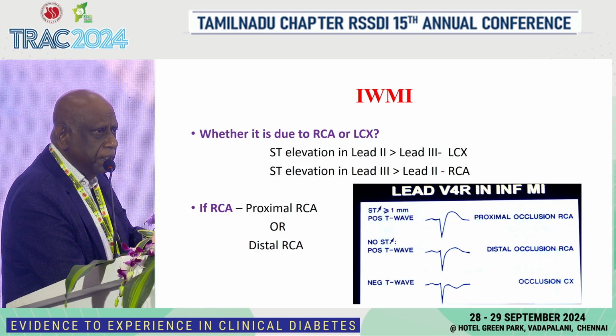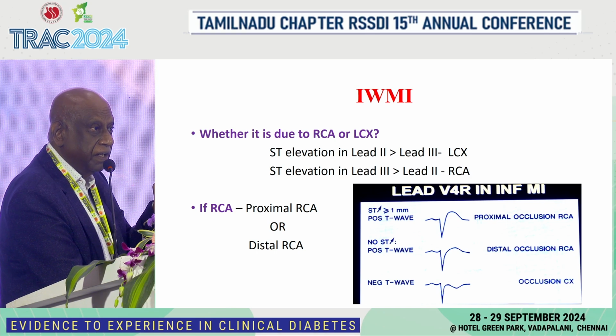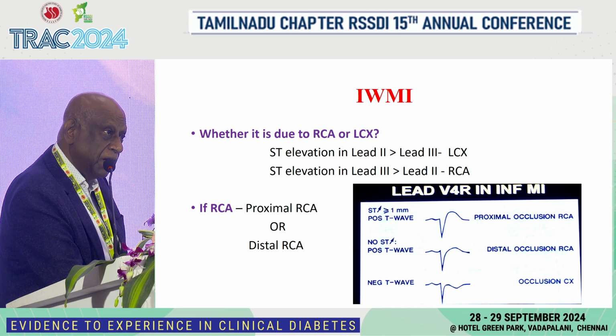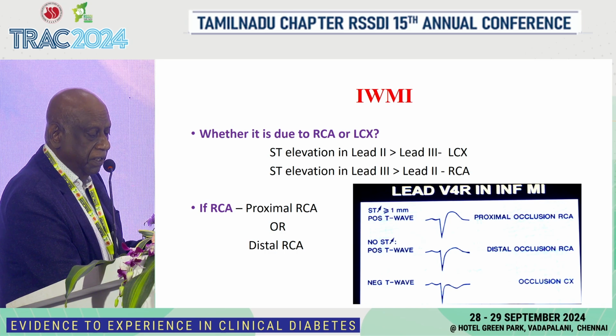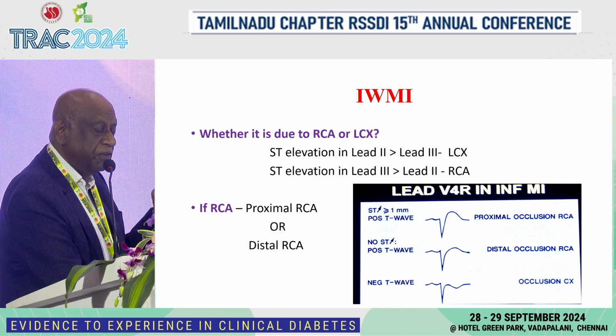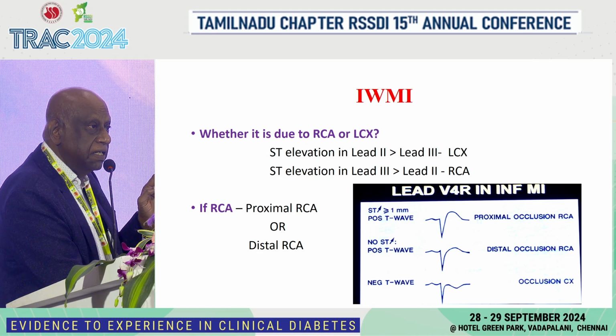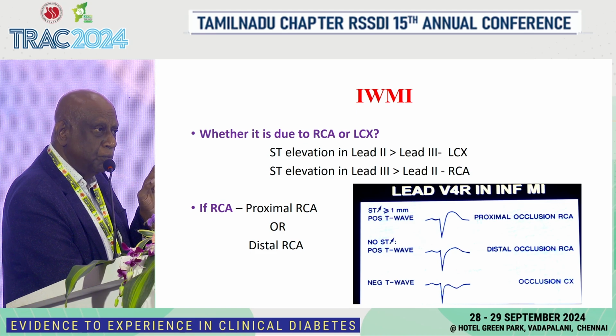And we all know inferior wall infarction is caused by a right coronary artery. But there is always a doubt, it could be caused by the left circumflex artery. A left coronary artery lesion can also cause an inferior wall myocardial infarction, in leads 2, 3, aVF. And here, how to differentiate from the ECG is, when the ST elevation in lead 2 is more than in lead 3, it is circumflex.